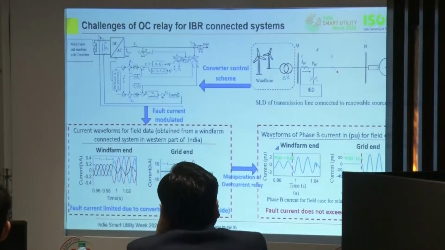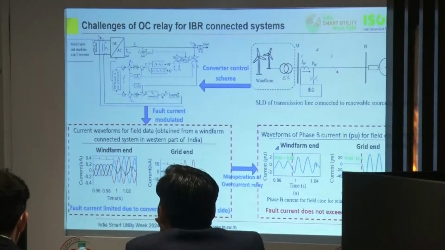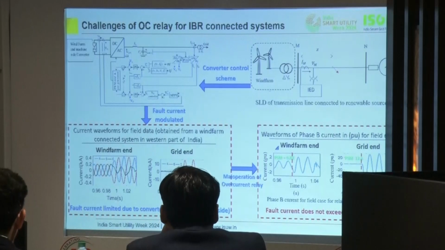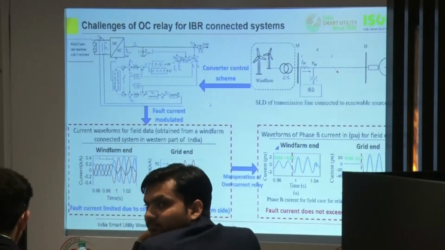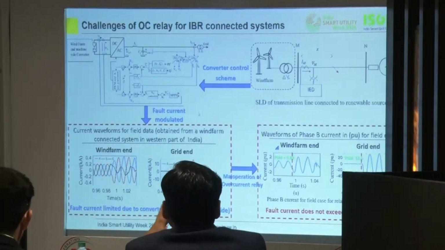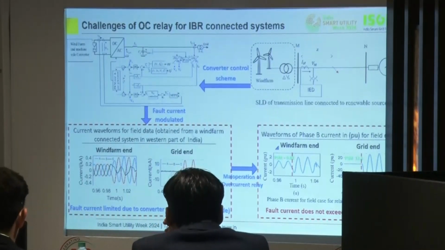First, let's understand what are the challenges of overcurrent relay for IBR connected systems. As we know, these wind farms or solar or any renewable energy is integrated through inverters. Due to these converter controls, which are basically power electronic devices, in order to protect these power electronic devices, the fault current or the current through the devices are limited. Because of this, there is mal-operation that can happen in the overcurrent relay. Let us understand this with an example.